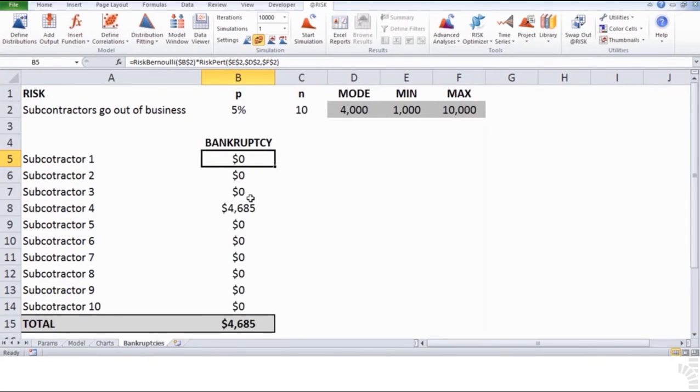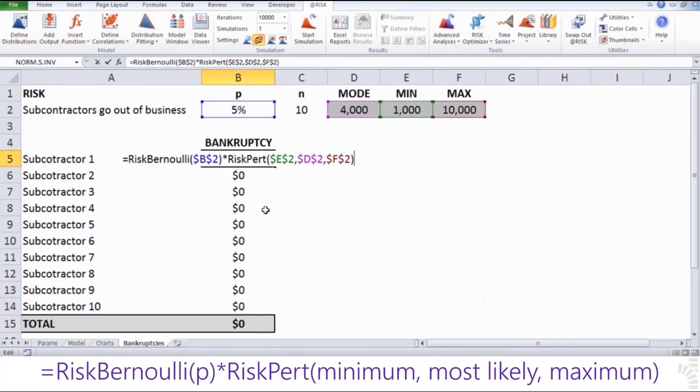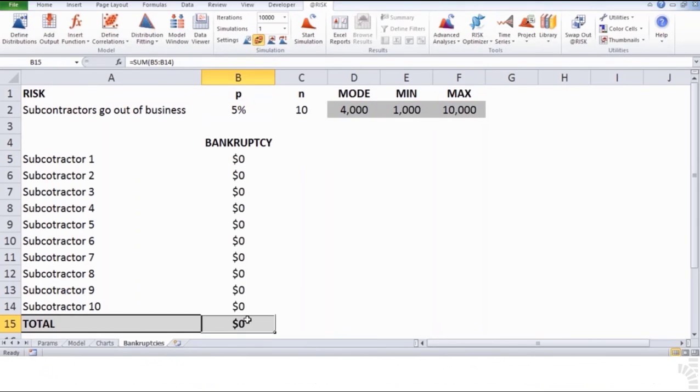This would create 10 lines, each one of them containing a formula such as this one: equals risk Bernoulli, open parenthesis P, close parenthesis, times risk PERT, open parenthesis, minimum, comma, most likely, comma, maximum, close parenthesis. Now, you could add up all those 10 formulas into a sum function cell, and there you would have your total risk defined for any number of subcontractors going out of business.